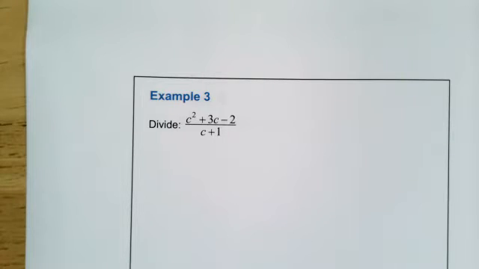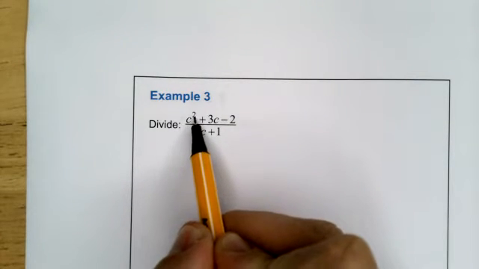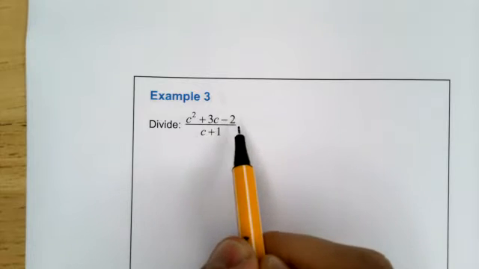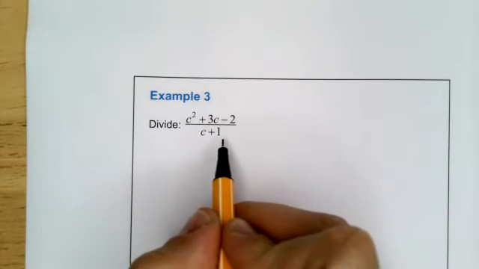Example 3. Leave a space if anything is skipped. Okay. Make sure that you have, this is an exponent, or sorry, c raised to the second power, c raised to the first power, c raised to the 0 power, right? And here c is raised to the first power, and here c is raised to the 0 power.